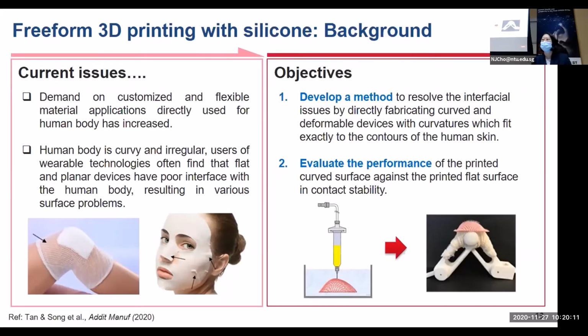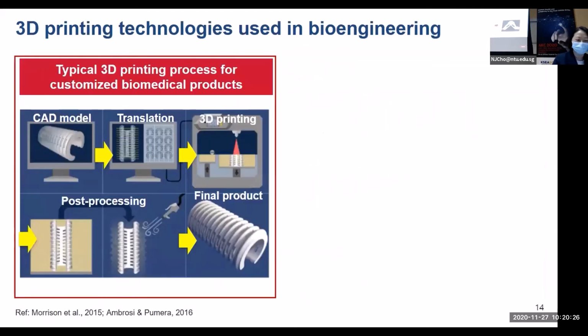But if you want to make the thin membrane using 3D printing, usually you need to go through multiple processes and it increases a lot of cost. And we want to have direct 3D printing, which can mimic your surface very easily. So that's the first problem.